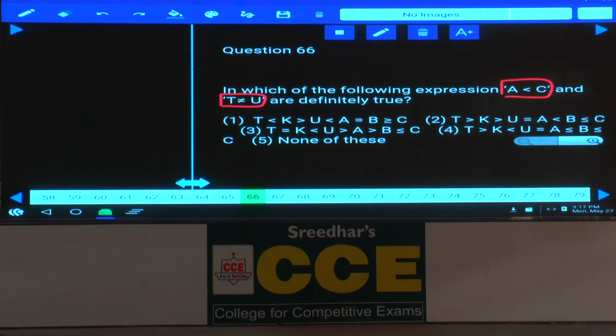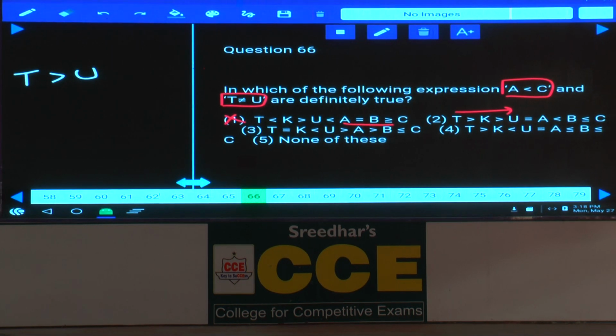Then coming to the first one, now the relation between A and C. If you observe here the relation between A and C, A greater than or equals to C, hence it cannot be lesser than, hence the first conclusion is false. Then coming to the second one, what is the conclusion we got here? T greater than U. As T is greater than U, the conclusion given is that T should not be equals to U. As T greater than U, is T equals to U? No, hence it is your answer or not.